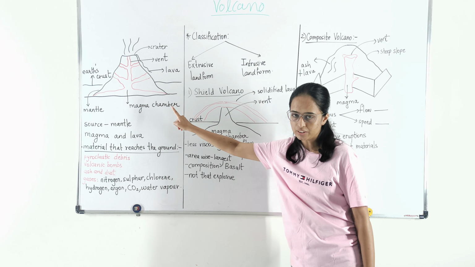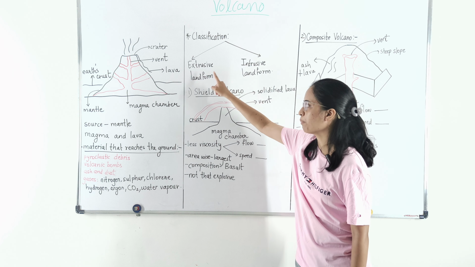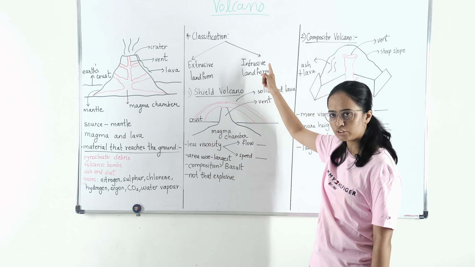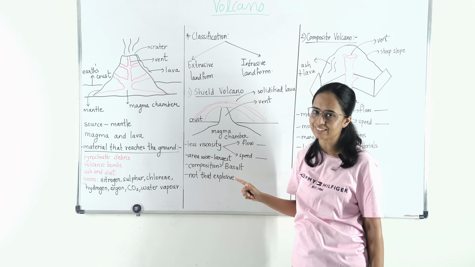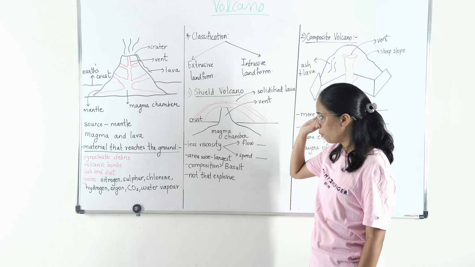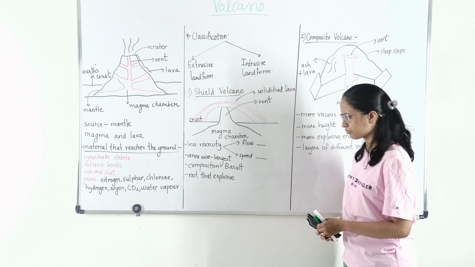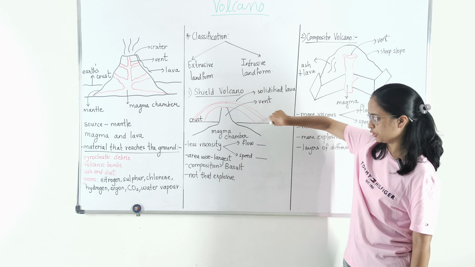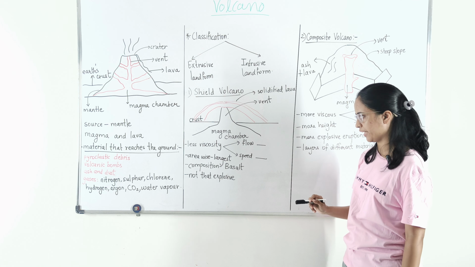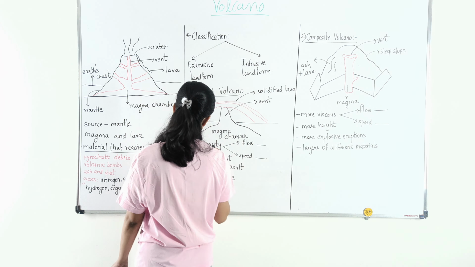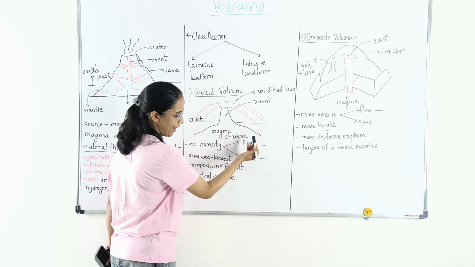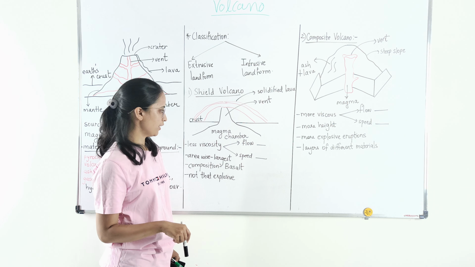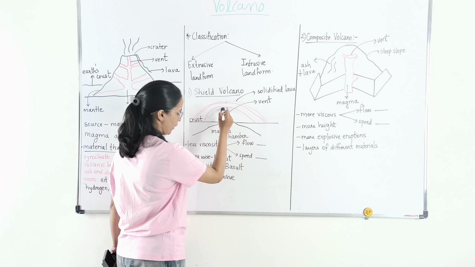Again, if the question comes in the exam, a shield volcano gives rise to which type of landform, extrusive or intrusive? It is extrusive, because this is something which we can see. Now, why the name shield volcano? Here, if you see, this is the general structure or diagram of a shield volcano. Again, this is the crust, this is your magma chamber, here is your magma which is there in the interior of the earth, and this is the vent.